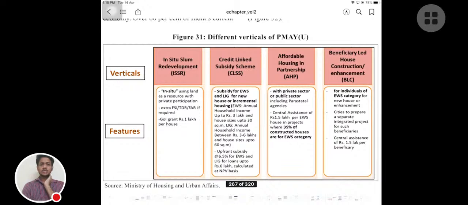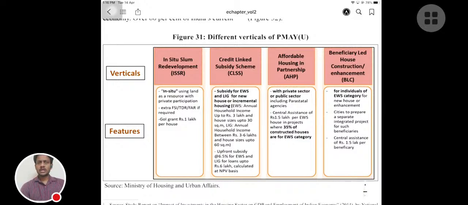Pradhan Mantri Awas Yojana, as I told you, is a program where the government wants to bring a roof on the head of each and every Indian. The goal is to achieve housing for all by 2022. Already we are in 2020 and the government has achieved many things, but there is still a long way to go. Out of 1 crore houses approved, 60 lakh houses have been grounded for construction. The rest of 32 lakhs have been completed and delivered.